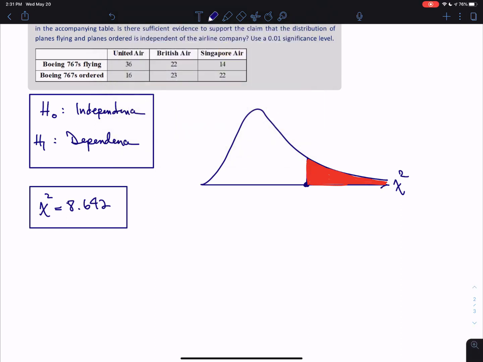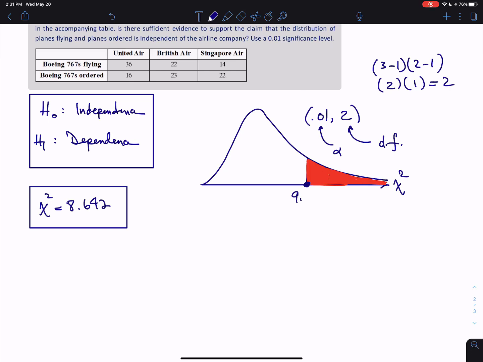On the next page, we had alpha 0.01 with the degrees of freedom of, and I'll do it here, 3 minus 1 times 2 minus 1. 3 minus 1 is 2, 2 minus 1 is 1, 2 times 1 is 2. So you'd use an alpha value of 0.01 and the degrees of freedom of 2. And now I showed you the value on the Excel page, so it's 9.210. And there's my critical value.